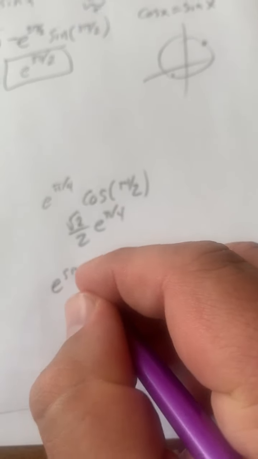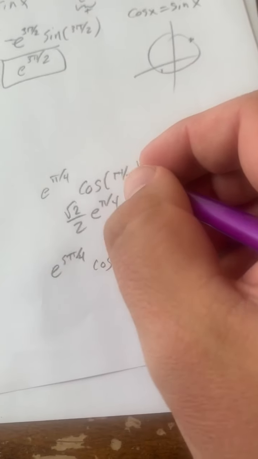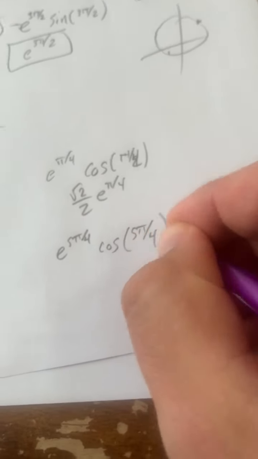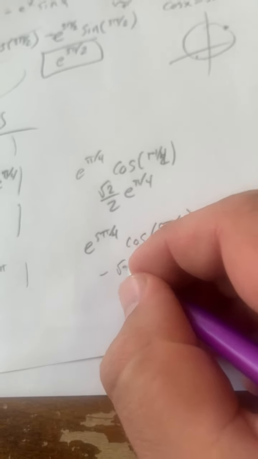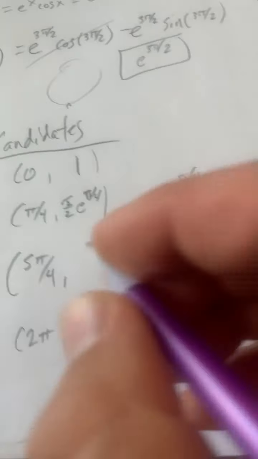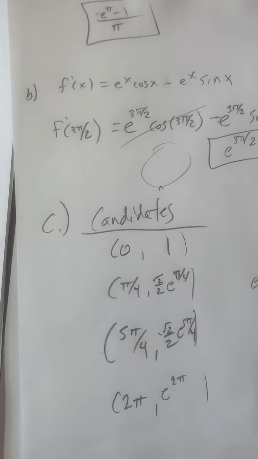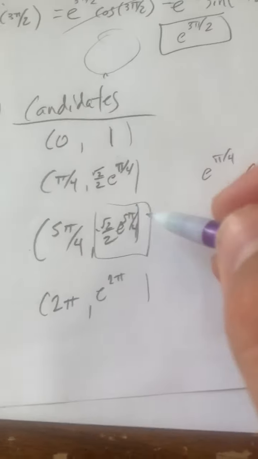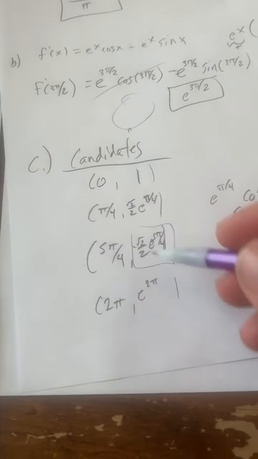If I plug a 5 pi over 4 in, I get e to the 5 pi over 4 times cosine of 5 pi over 4. So this would be negative root 2 over 2 e to the 5 pi over 4. And if they're looking for a minimum, I'd say safe bet. If you've only got one that is negative, you'll keep that one. So the minimum will be negative root 2 over 2, e to the 5 pi over 4 will be your absolute minimum. If you're justifying that answer, you can say these were the candidates, and that's the smallest y value.